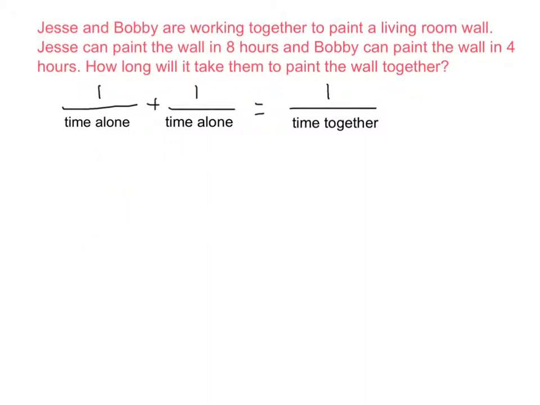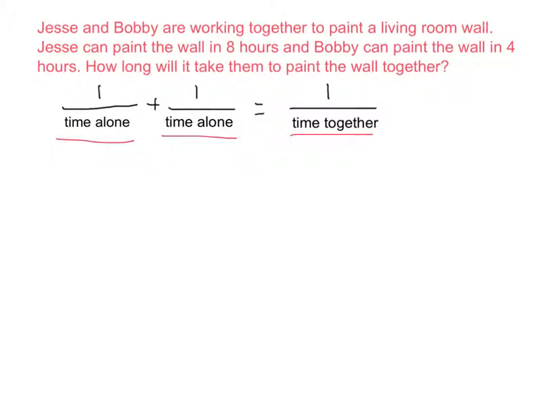We can model the following word problem using a rational equation. Jesse and Bobby are working together to paint a living room wall. Jesse can paint the wall in 8 hours and Bobby can paint the wall in 4 hours. How long will it take them to paint the wall together? We can use the following equation to model this situation. 1 over the time it takes Jesse to paint the wall plus 1 over the time it takes Bobby to paint the wall, and that will equal 1 over the time it takes them to paint the wall together.